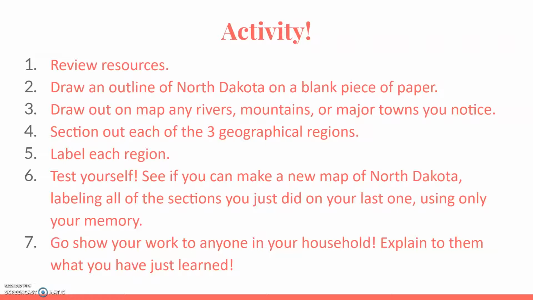So as we start our activity, I'm going to explain each of these steps. And as I explain them, you can pause the video at any time to complete any part of what you need. So to start out, we can draw an outline of North Dakota on a blank piece of paper. Next, we want to draw any rivers, mountains, or major towns that you notice. Now, section out each of the 3 geographical regions. Label each region.